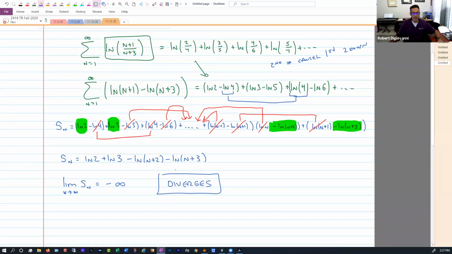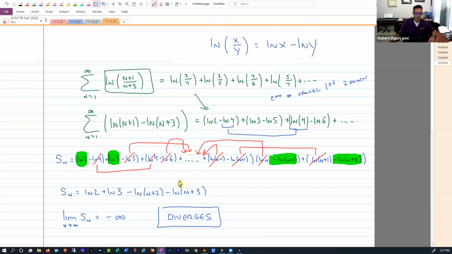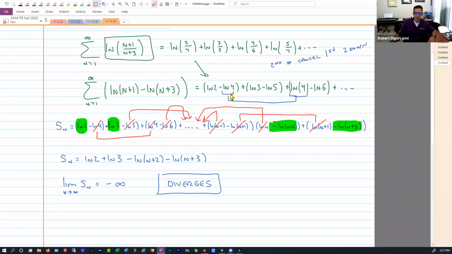Do you see now what I mean about the danger of just trying to find the pattern? Back up here, you think, oh, it's just the natural log 2 and natural log 3 that are going to survive and everything else goes away. That can be dangerous.